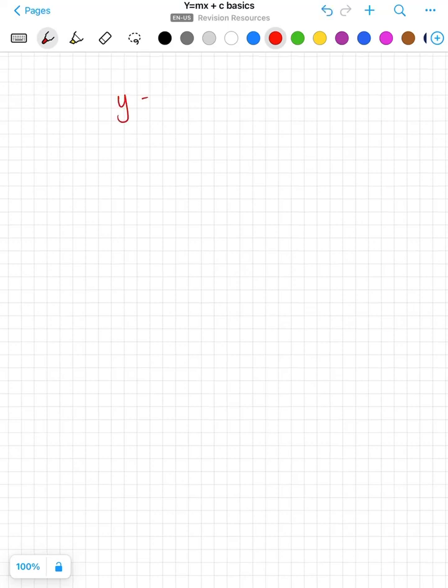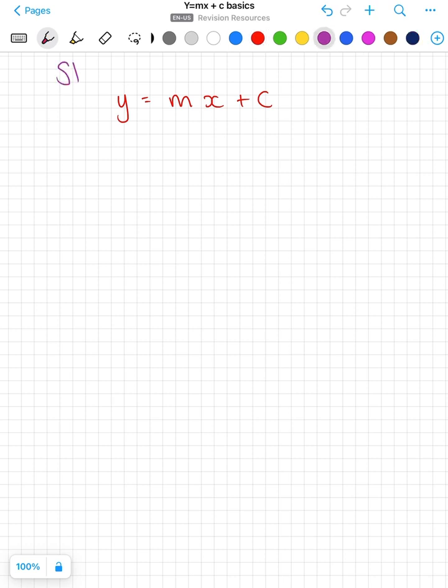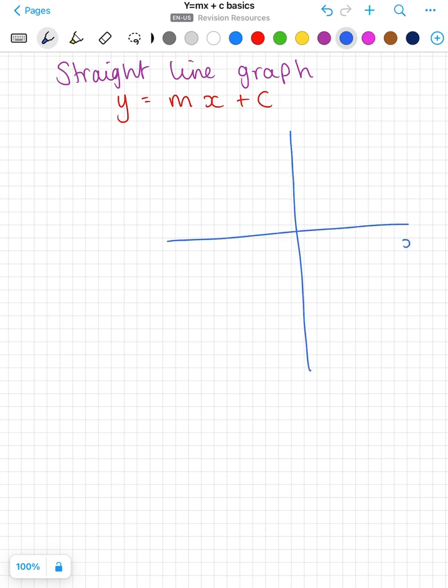Tutorial, we're looking at the basics of y equals mx plus c. So firstly, what is this? This is the general equation of a straight line graph. So let's consider some xy axes and the equation y equals 2x minus 1.